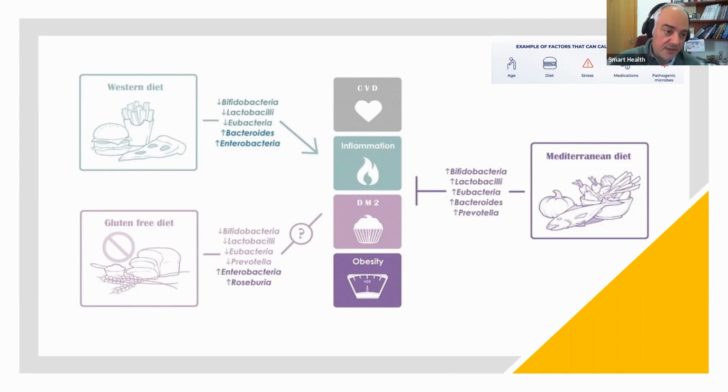On the other hand, the Western diet is the total opposite. We have an increase in pro-inflammatory bacteria, and also very low abundances of bacteria that are beneficial in our intestines. Therefore, there is a huge imbalance in metabolites and health-promoting metabolites in our system. Okay? So there's a big difference.